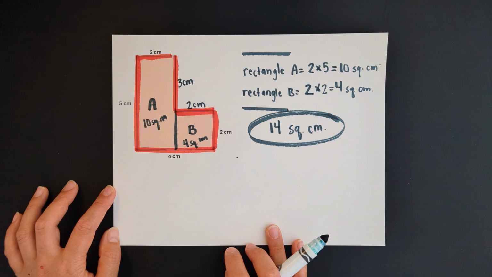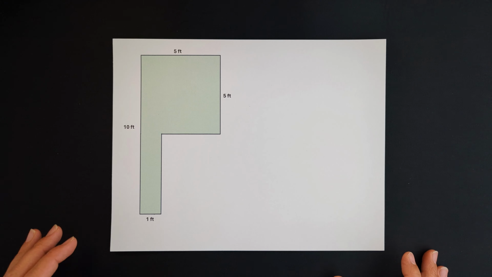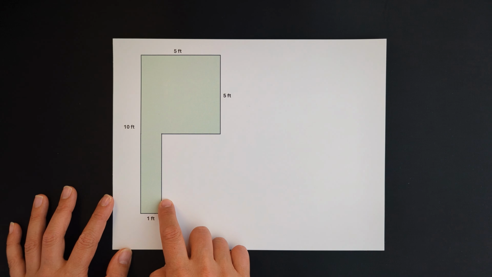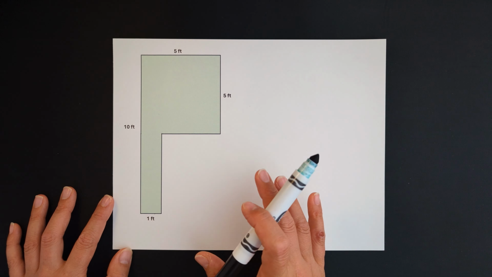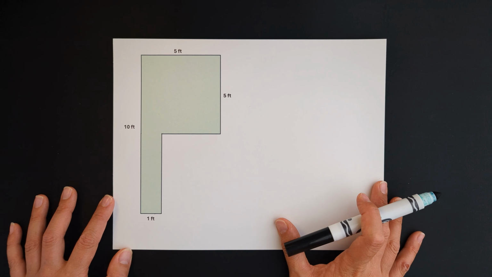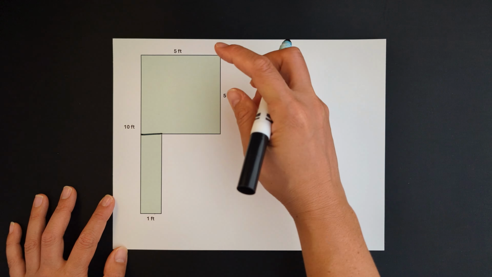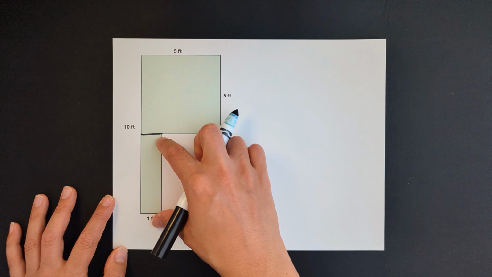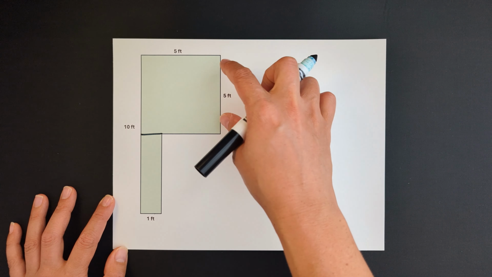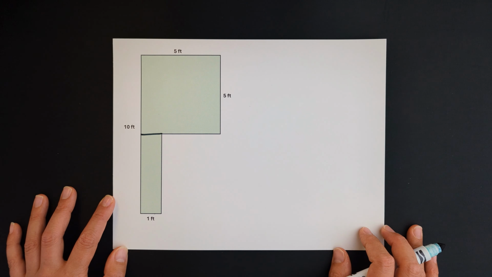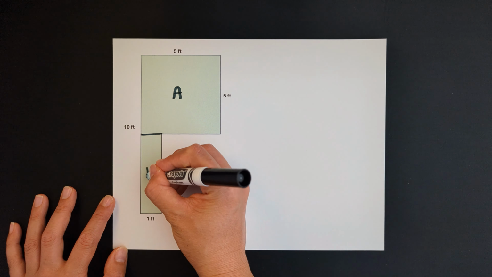Let's try another one. All right, so here we have our composite figure. And the first step is to label the parts. You can break it apart in different ways, but I'm going to break it apart into a top shape and a bottom shape, or a top rectangle and a bottom rectangle. This is also a square, right? Because it's 5 by 5. Okay, and I'm going to label this top here A and this bottom B.